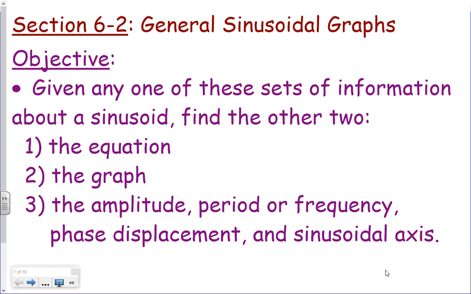All right, open up your book to section 6-2. We're on page 284 in your book. Title of this section is The General Sinusoidal Graphs. And the objective is, given any one of these sets of information about a sinusoid, we want to be able to find the other two.